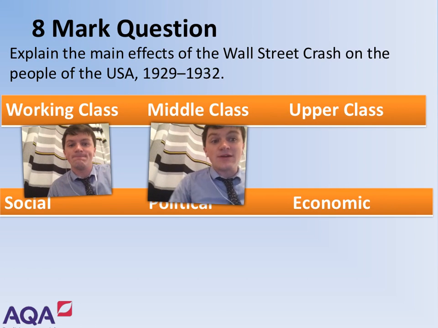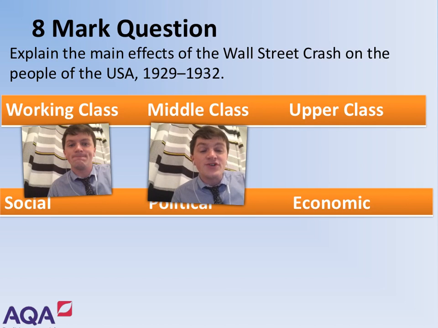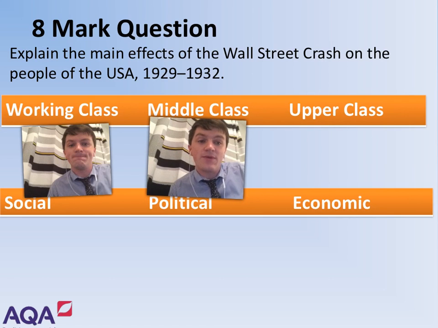Next, we think about the middle class. They were those who had stocks and shares but had bought them on the margin. So as soon as the shares lost value, the bank started calling their loans back in, and it was their property that was taken away. So the effect for them was that they were those who found themselves in Hoovervilles.